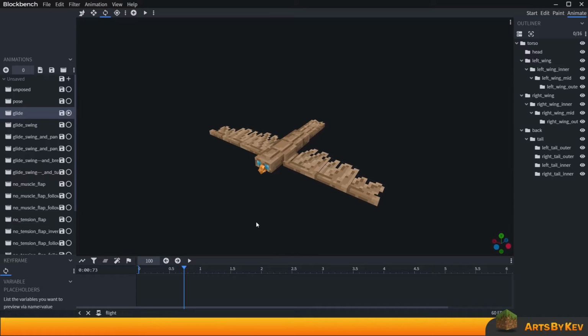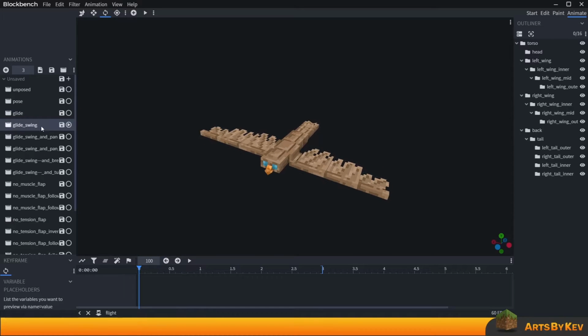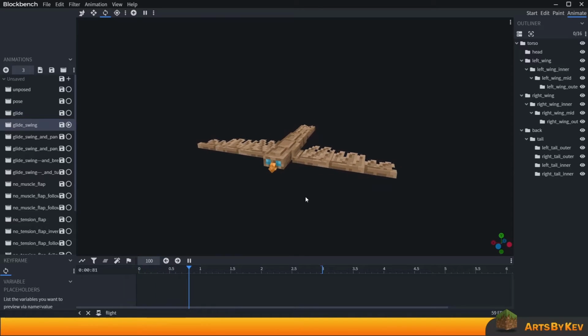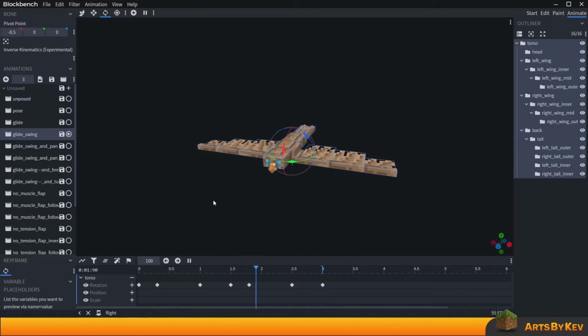But if you want to take that glide to the next level, what you can do is to apply a little bit of swing to the animation. Let's take a look at what I've done here. So I've gone in and I've taken the torso segment, just this torso in the middle, and I've started bobbing it back and forth, left to right, just slightly. And there's a little bit of speed decrease to it.